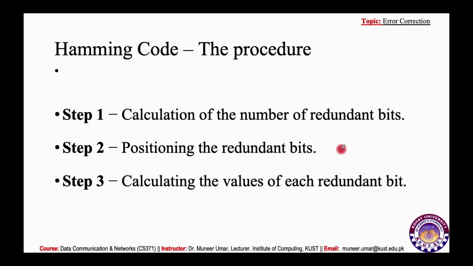These are the steps for calculating the Hamming code. Step 1, calculation of the number of redundant bits: we must calculate the number of parity bits for the given data bits. Step 2, positioning the redundant bits: where these redundant bits should be placed in the data provided. Step 3, calculating the values of each redundant bit: what the value of the parity bit placed in between the data bits should be. I'm quickly clarifying these 3 steps with an example.